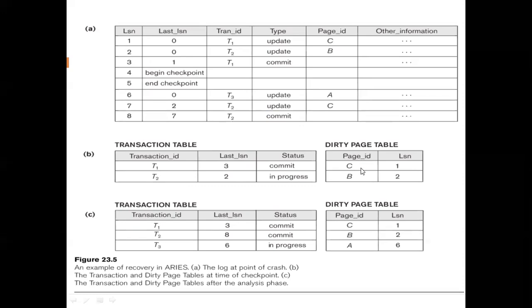Again, the dirty page table will indicate the buffer pages that have been updated. So C and B were written by these two serial numbers. So this is the transaction table and the dirty page table at the time of checkpointing. After the analysis phase, the transaction table would look like this: T1, T2, T3, and the serial numbers, the status, and the pages. This is just a sample of entries for T1, T2, and T3.